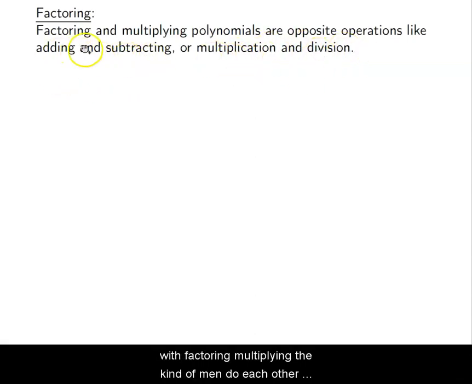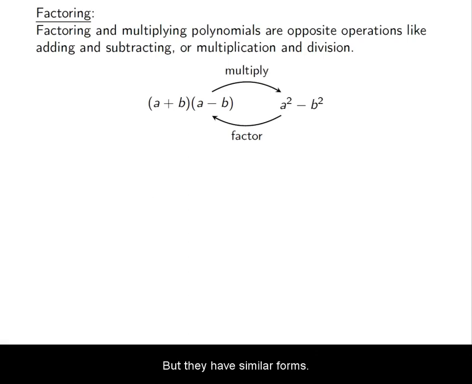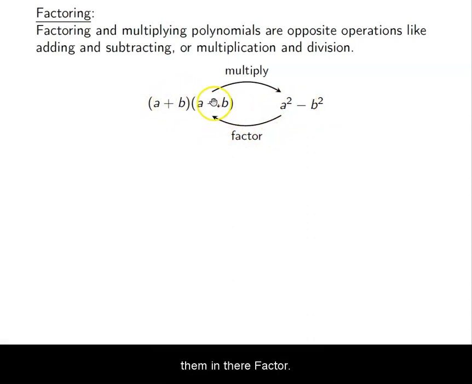This is also the same thing with factoring and multiplying. They kind of undo each other. They're opposite operations, but they have similar forms, okay? So if I want to take two binomials and multiply them, I will have their expanded form. If I take their expanded form and I factor them, I now have them in their factored form, right?